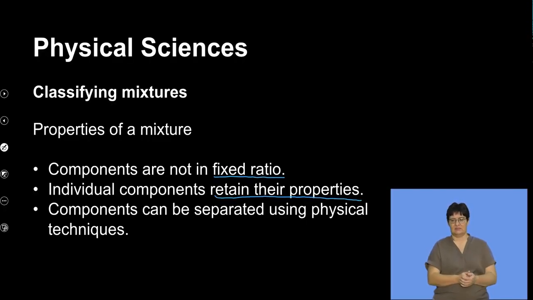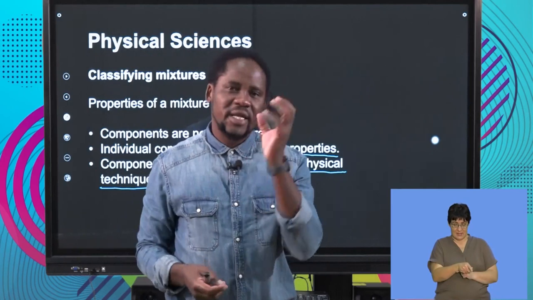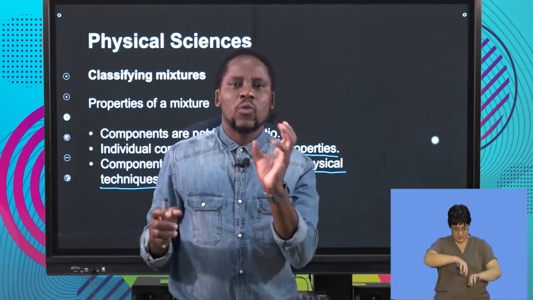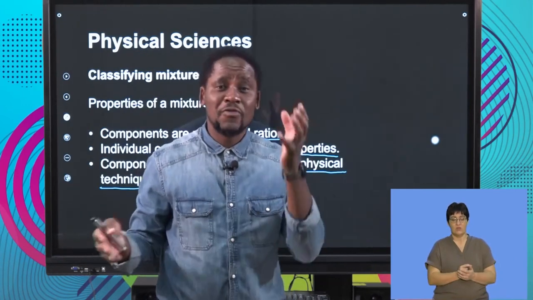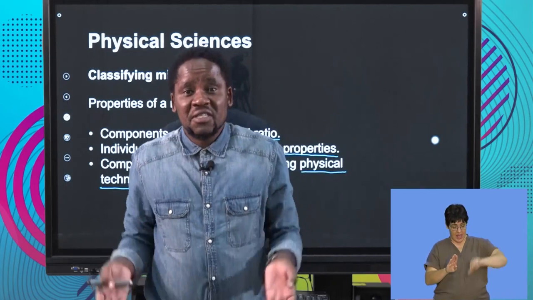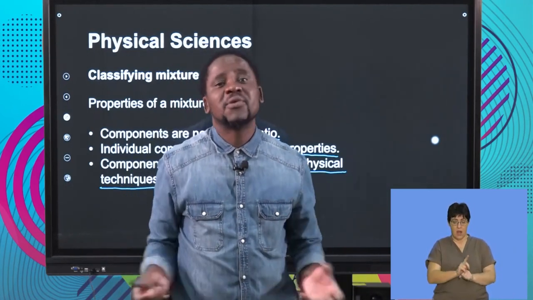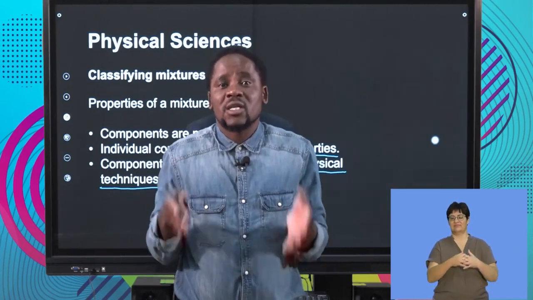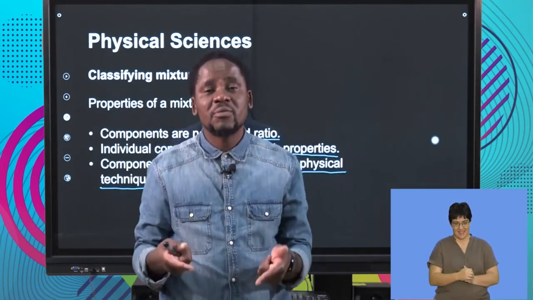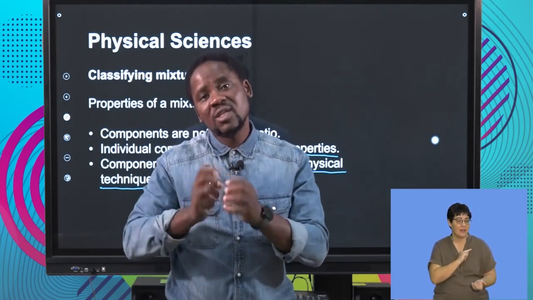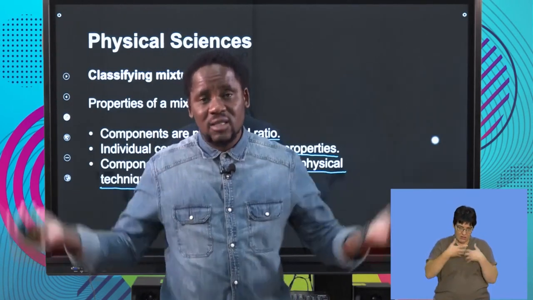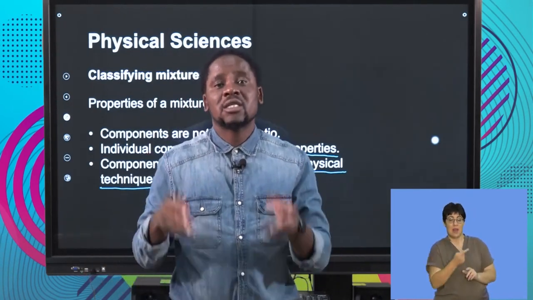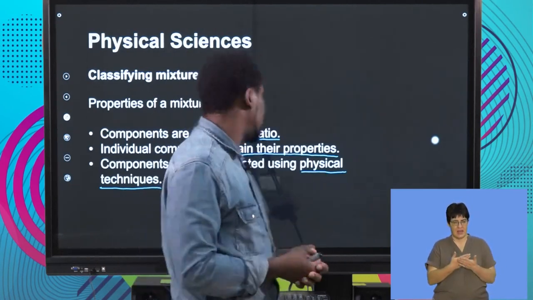Okay, and then thirdly, it says here, components can be separated by using physical techniques. Now, the point that we're trying to make here is that a mixture is reversible. At some point, we are able to say, okay, we want to extract substance A from a mixture of A and B. So mixtures are actually reversible. We can separate the individual components that make up that mixture. So mixtures are not permanent. But also bear in mind, that is only possible because these substances did not chemically bond with each other to form other substances, making it irreversible. So mixtures can be separated by using physical techniques, right?